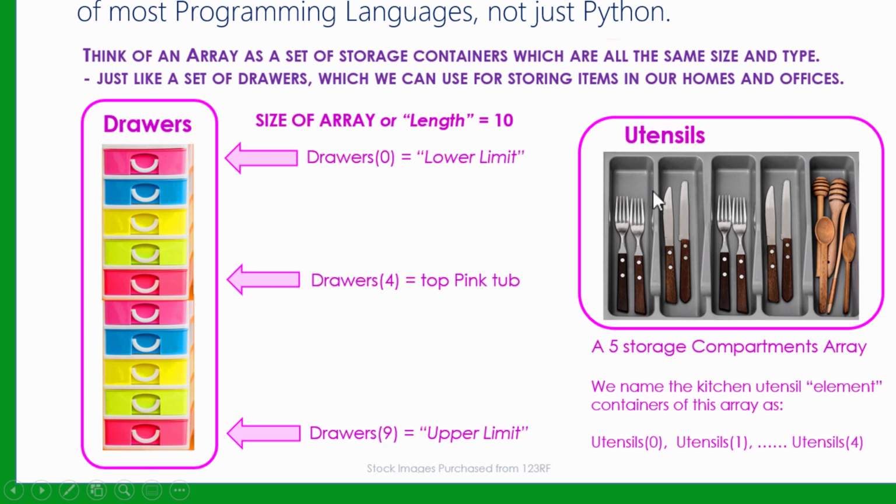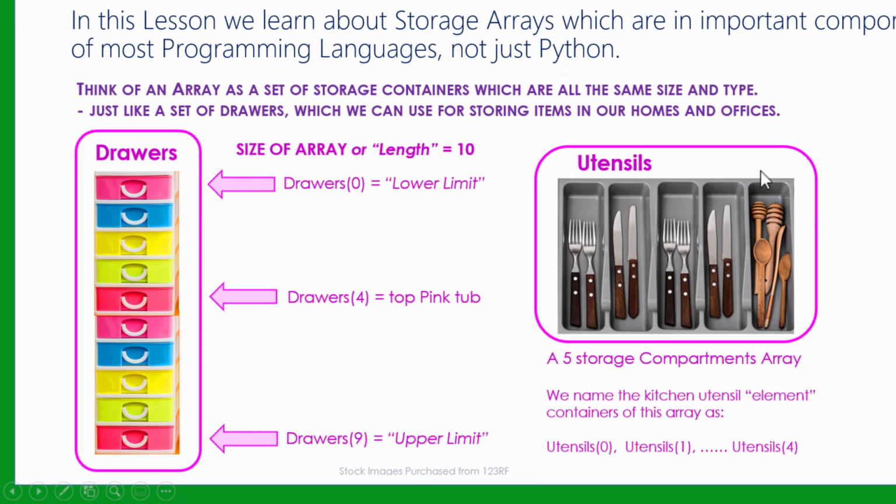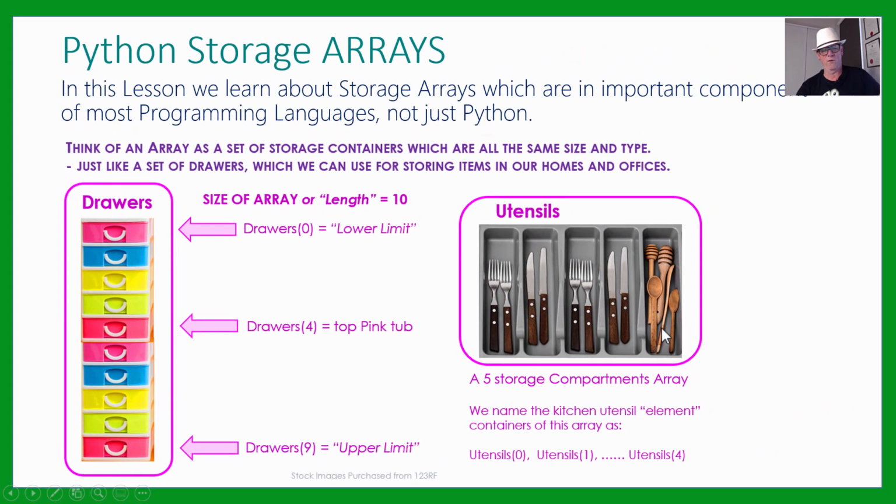And we don't have to think of it as vertical compartments, we can think of it as horizontal compartments, like these compartments in a slide-out kitchen drawer. And what we got here is we've got utensils, all the same sort of things stored in there. And this first one would be utensils 0, utensils 1, utensils 2, 3, and 4. So it ends at 4, even though there's 5 items in the array.